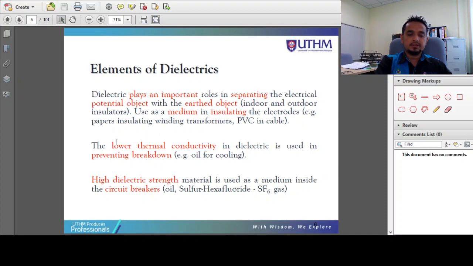One is, for example, in this case, the thermal conductivity. For example, we use the lower thermal conductivity in dielectric materials in preventing the breakdown. And another example is high dielectric strength. First we have thermal conductivity, and the second one we have the dielectric strength.